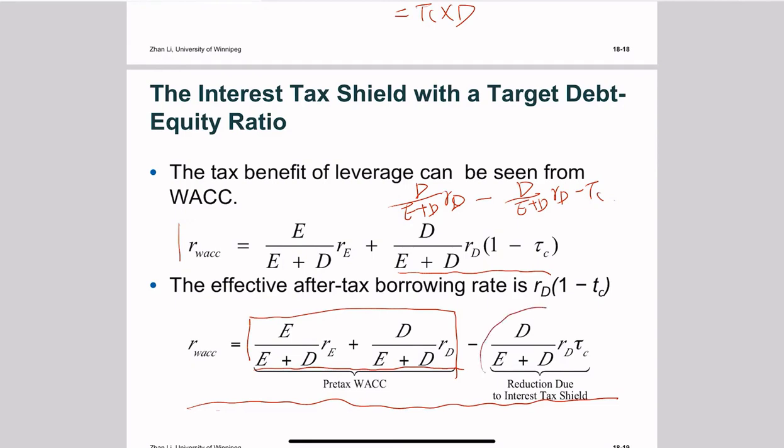And what is this? Well, notice that you have a minus sign here. This basically tells you that if you increase D, if you have more debt, this reduction here will be larger, right? Basically, WACC equals pre-tax WACC minus this reduction. And this reduction increases in the amount of debt. So as you take more debt, you will get higher reduction in the cost of capital. So this will benefit your firm.